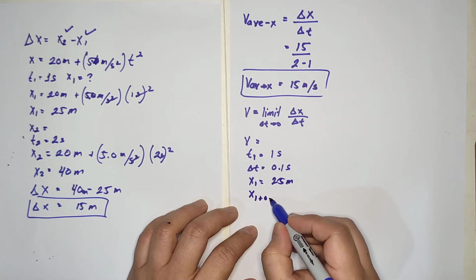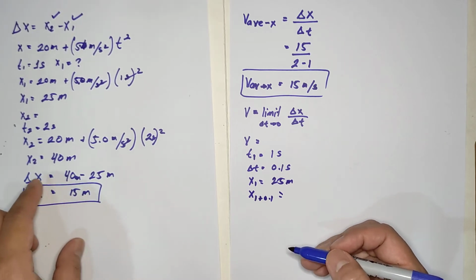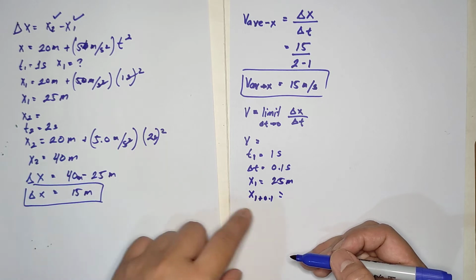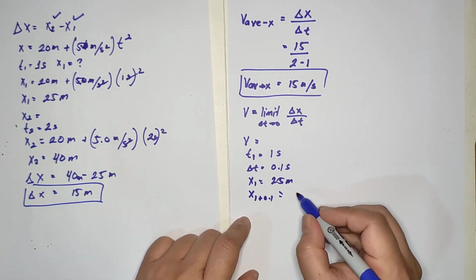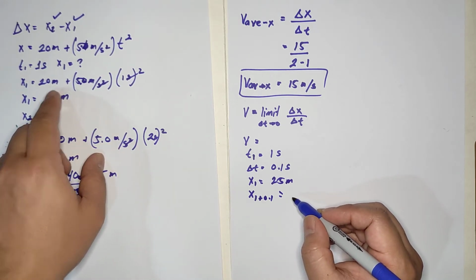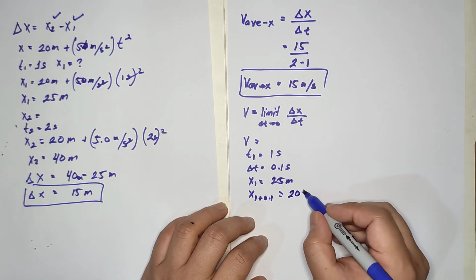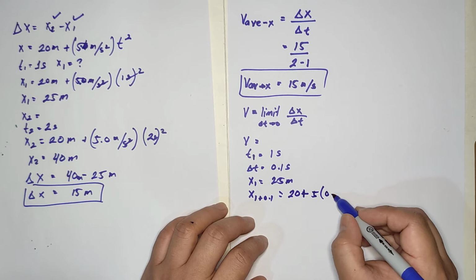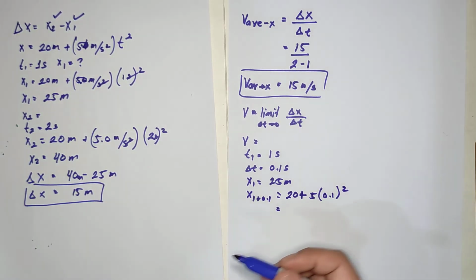Now your x1 plus 0.1 seconds, it's not this one. No, it's not this one because this is x2 at 2 seconds. We are looking at 1.1 seconds. So we will compute that one using the formula, this one. So you have 20 meters. Let's not write the 20 meters anymore. Plus 5 times 0.1 squared. So you will get an answer of, what's that?